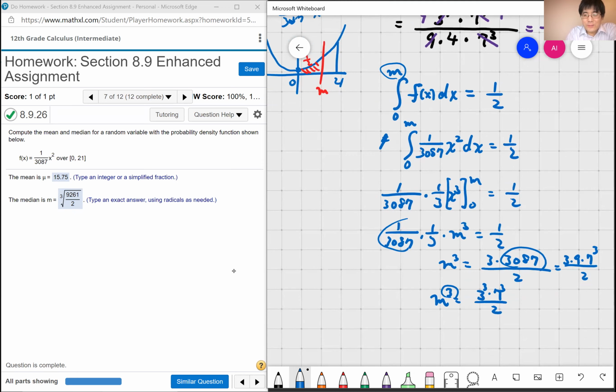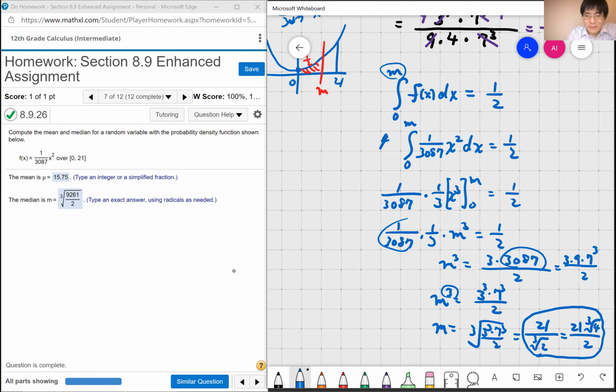So to remove the cube, you want to take the cube root of this number. So that's going to be 21 over the cube root of 2. Or if you rationalize the denominator, it's going to be 21 times the cube root of 4 over 2. I believe either one is okay.